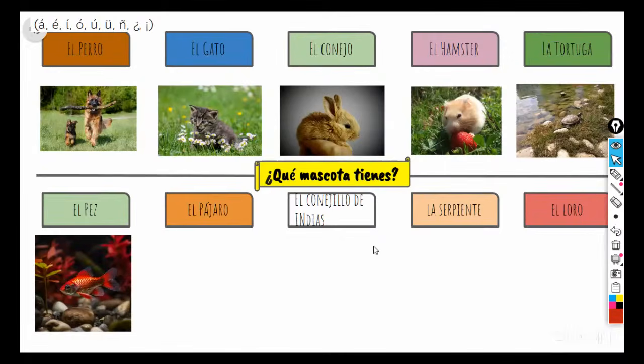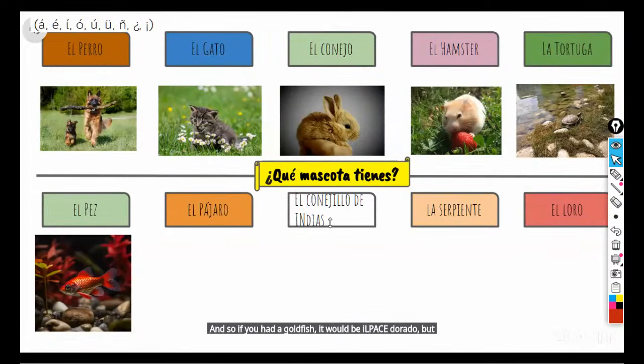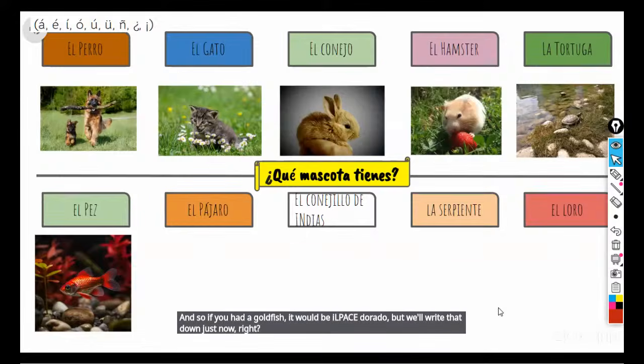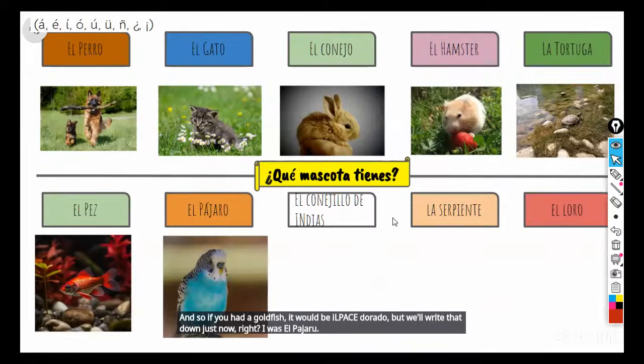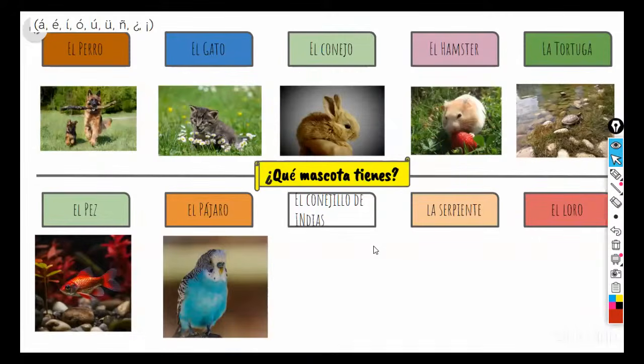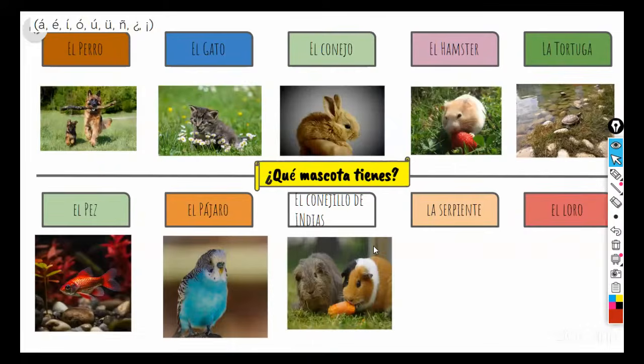El pez is a fish. Yes? And if you had a goldfish, it would be el pez dorado, but we'll write that down just now, right? All right, what's el pájaro? A parrot, yeah, I do have a picture of a parrot here.